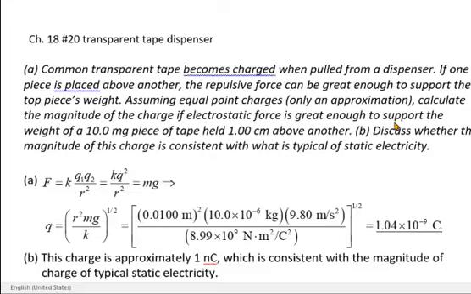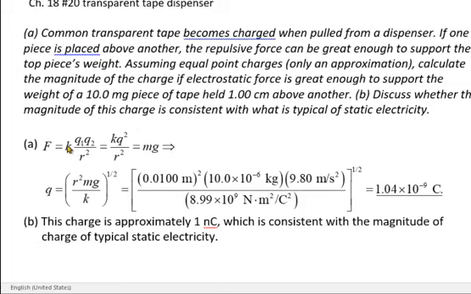All right, this particular one, the transparent tape dispenser, I'll just show you the solution here. Again, it's Coulomb's law, and it says something about picking up a piece of paper somewhere, the top piece's weight. The transparent tape that you have pulled off from the dispenser becomes charged in the process due to friction, and then you put it on something else without the glue, actually, and because of the charge that you have on there, it will be able to support a small amount of mass.